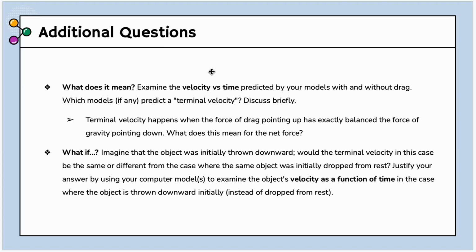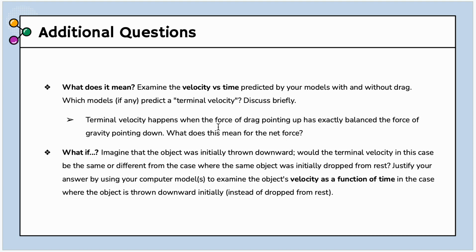And then for additional questions, which models, if any, predict a terminal velocity? Terminal velocity is when drag force and gravity are equal, and the only model that would go with this would be our second computational model, since it has both gravity and drag in it. And what does it mean for net force? It would be 0 when terminal velocity is happening.